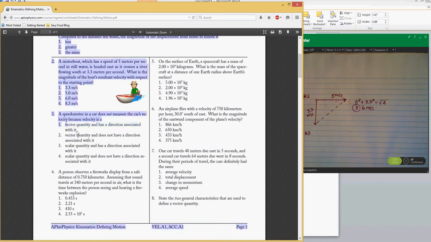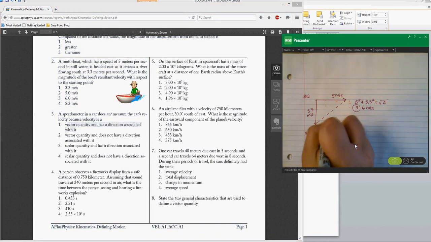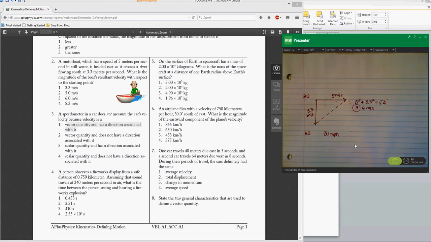Okay, so this is question number 2. Question number 3. Number 3 says, a speedometer in a car does not measure the car's velocity because velocity is a... and the answer choice that you should have chosen is that it is a vector quantity and has direction associated with it.